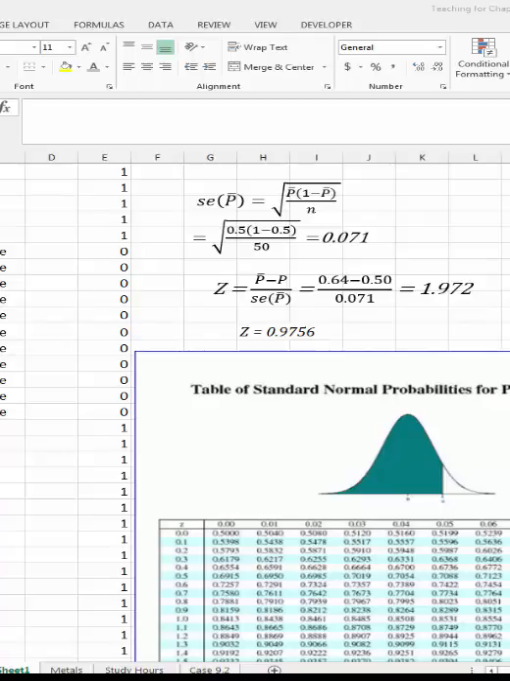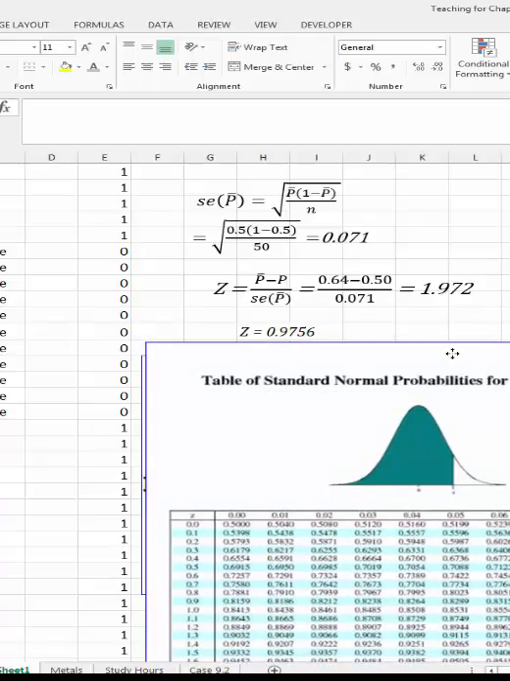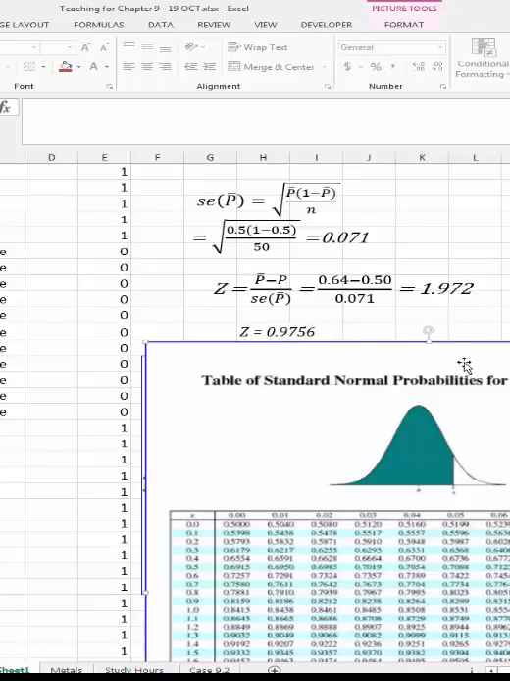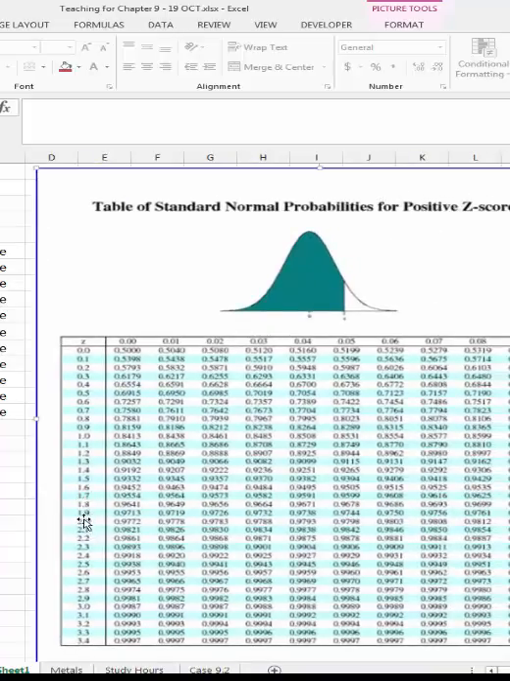I have gone ahead and calculated the standard error of p. I've come up with 0.071. That's the amount of variation we expect around the mean. I calculated the z-score here: 0.64 minus 0.5, and I get 1.972. Then I look at that on my z table, and I find that it should equal 0.9756, because I just dropped down to 1.9, which is here, and then across to the 7, which is here. So that gives us 0.9756. I don't know if you could see that, so I just moved it over here. Right there. Here it is.